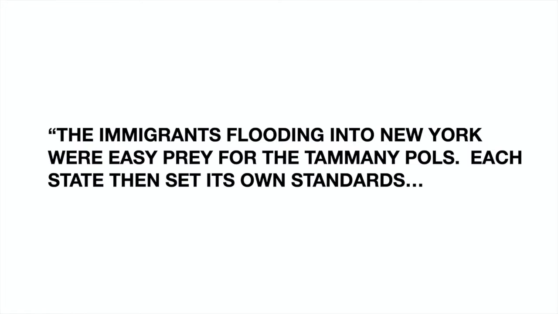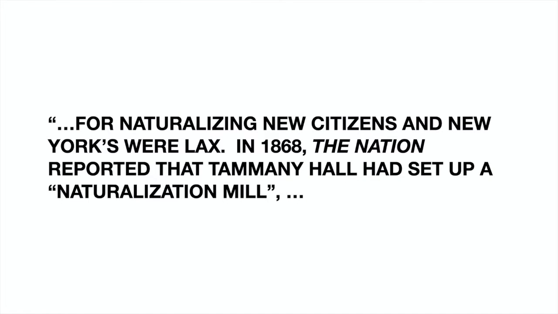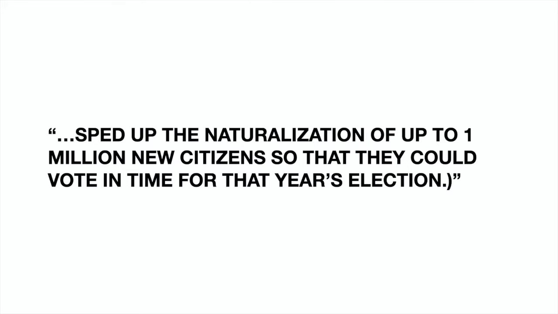The immigrants flooding into New York were easy prey for the Tammany polls. Each state then set its own standards for naturalizing new citizens, and New York's were lax. In 1868, The Nation reported that Tammany Hall had set up a naturalization mill, instantly certifying folks right off the boat as citizens and Tammany voters. In 1996, the Clinton administration similarly sped up the naturalization of up to 1 million new citizens so that they could vote in time for that year's election.